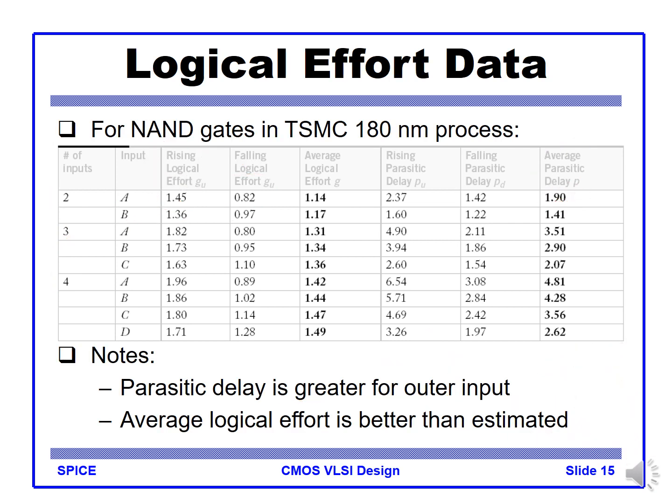And also we can find the average logical effort for the rising and falling, right? By taking the average of those, right? So it's like this, right? So the actual average logical effort is better than the estimate we just calculated by hand, right? Then the number we calculate by hand is a little larger than the actual simulation result.